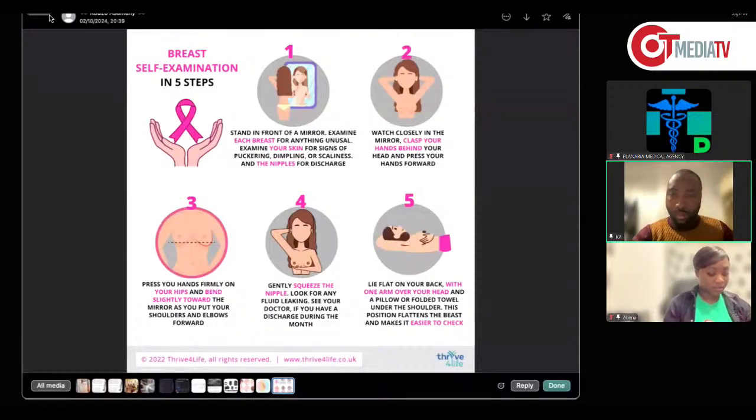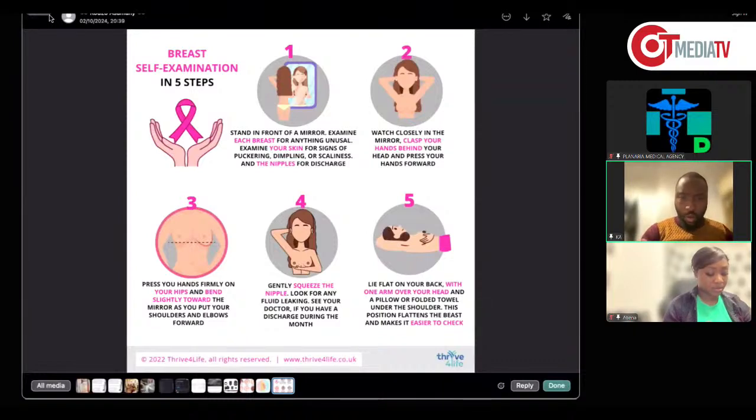Now, the second image is also the same, just that the first one she was just using one hand. This time around, the two hands go up. You can say hands up, put your hands behind your head. That's how you do it.